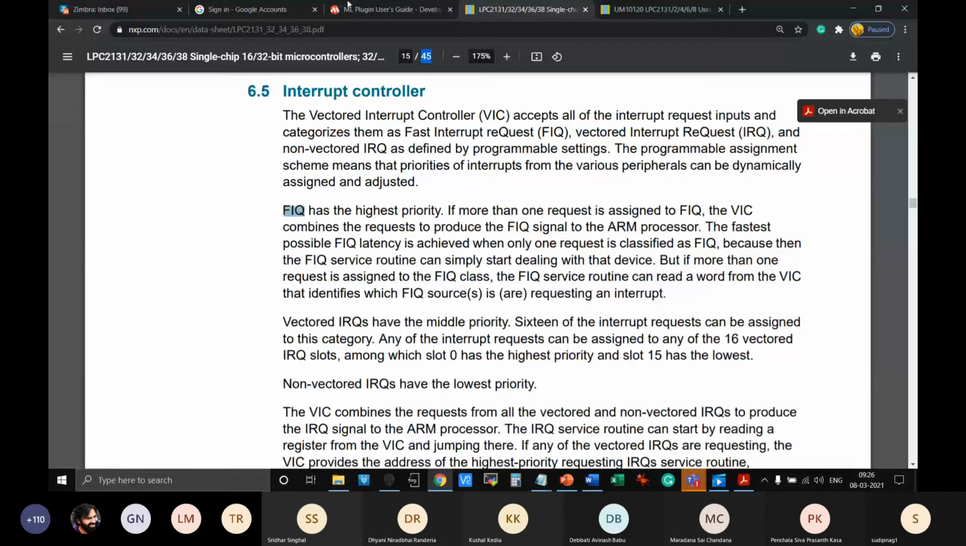Normal interrupt here in ARM7 is called vectored interrupt, or IRQ, interrupt request, and FIQ is fast interrupt request. In terms of priority, FIQ has the highest priority, and vectored interrupts have middle priority. And there are some non-vectored interrupts having the lowest priority. So there are 3 levels of priorities available for this microcontroller: fast, highest; vectored, middle; and non-vectored, lowest.